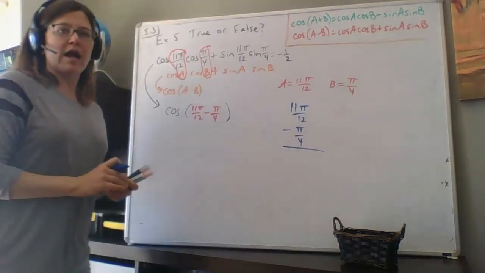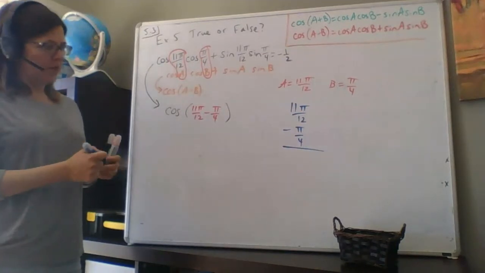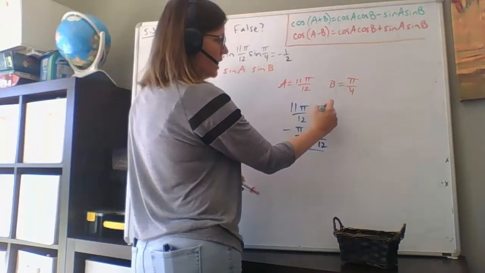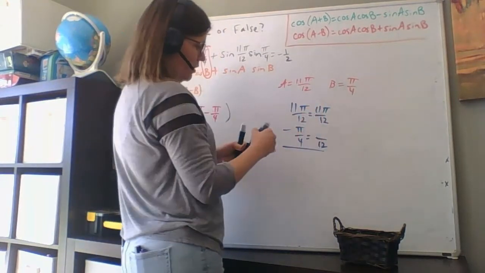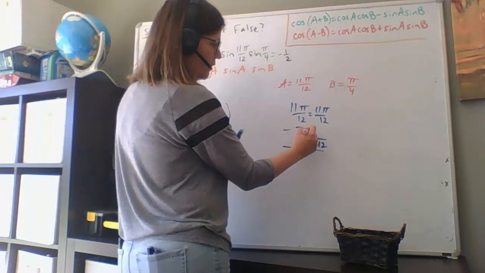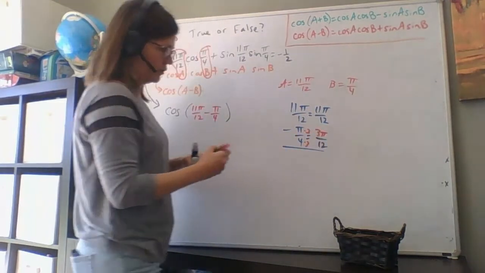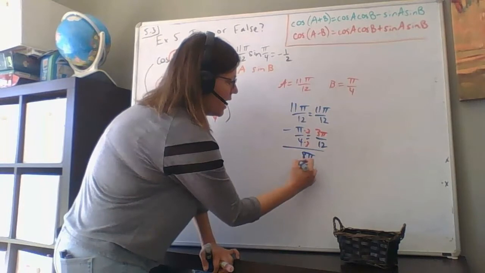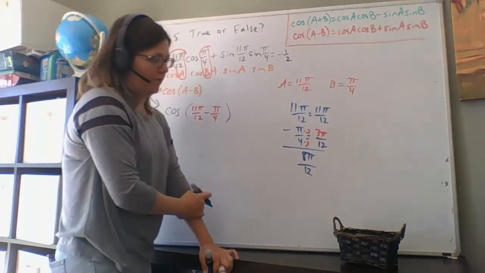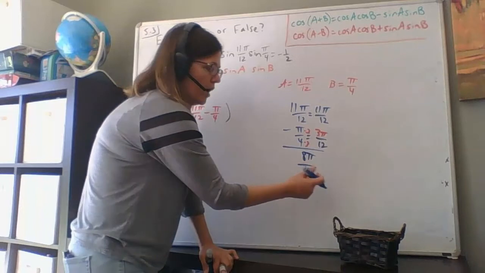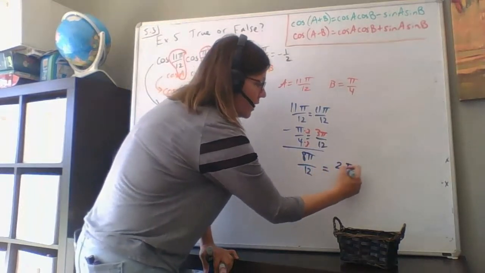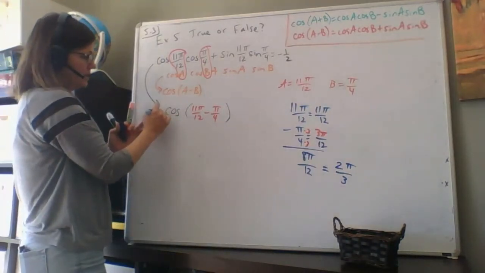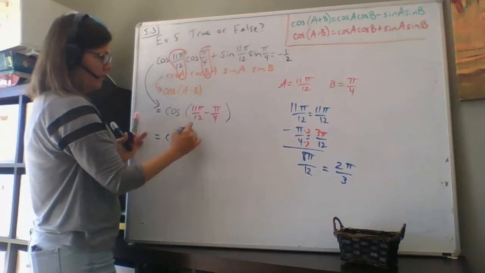To add and subtract fractions, we need a common denominator. In this case, the denominator will be 12. The top already has the denominator of 12, but on the bottom, we'll multiply top and bottom by 3 to get 3 pi over 12. Now we can subtract. So we get 8 pi, and the denominator stays the same at 12. Reduce 8 pi over 12 by 4, and we get 2 pi over 3. So this is really the same as cosine of 2 pi over 3.